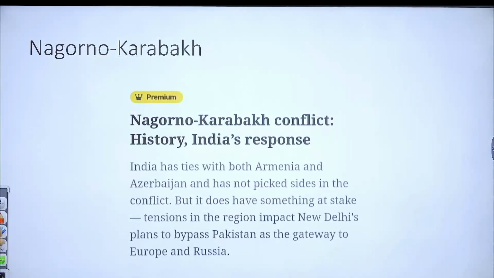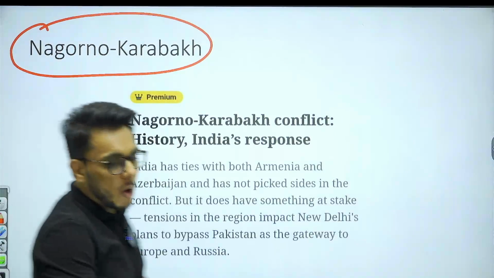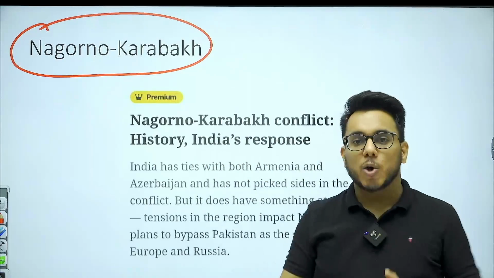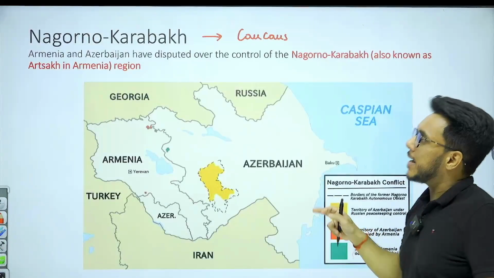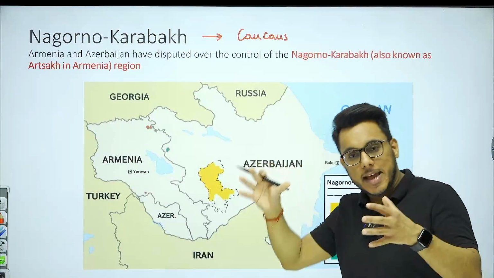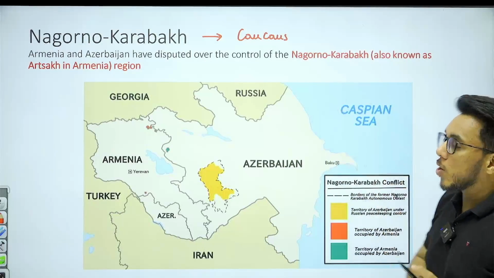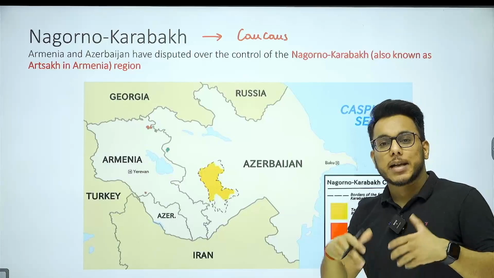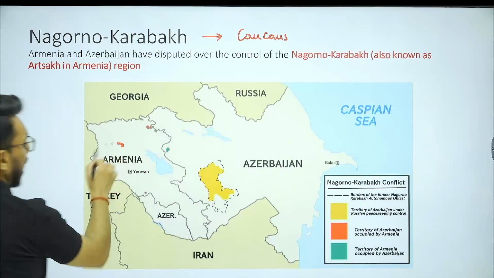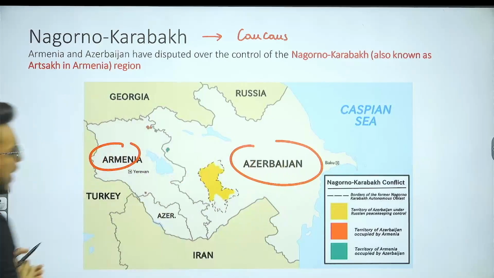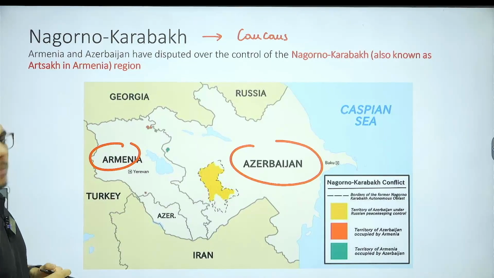And now moving on, Nagorno-Karabakh. Nagorno-Karabakh is the part of Caucasus region. We have seen the Caucasus region is the area which is between Black Sea and Caspian Sea. Now, Nagorno-Karabakh was in news. Why? Because it is a disputed territory between two countries, that is Armenia and Azerbaijan. Okay. Now, let's understand about this Nagorno-Karabakh dispute.